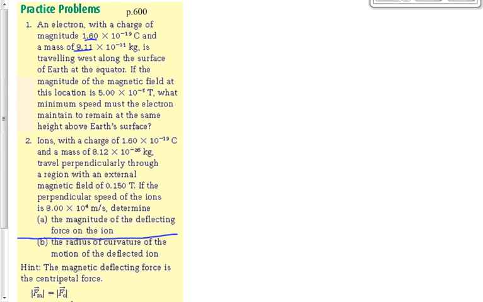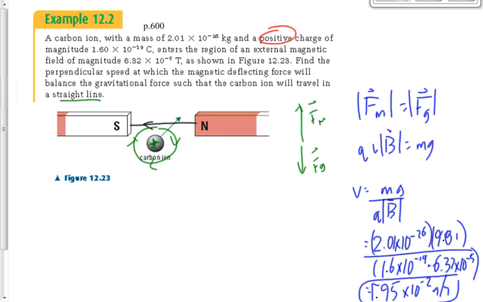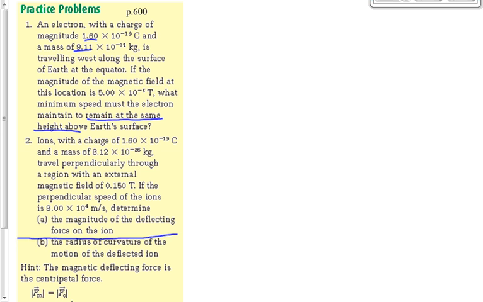What's the minimum speed that the electron has to maintain in order to remain at the same height? This is a big deal for me, to remain at the same height. The last question that we did, the example question, said we wanted to find the speed at which the deflecting force would balance the gravitational force. That's exactly what they're saying in this question too. They're just saying it in a different way.